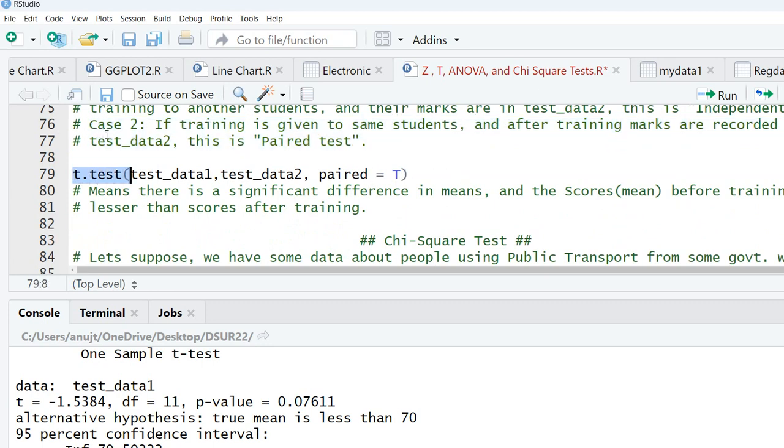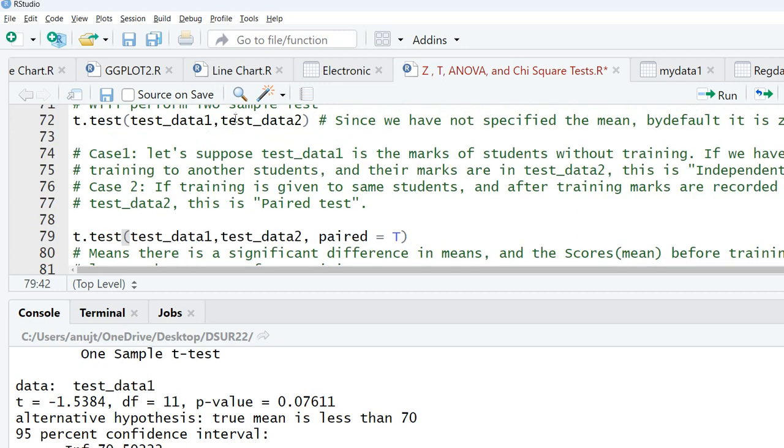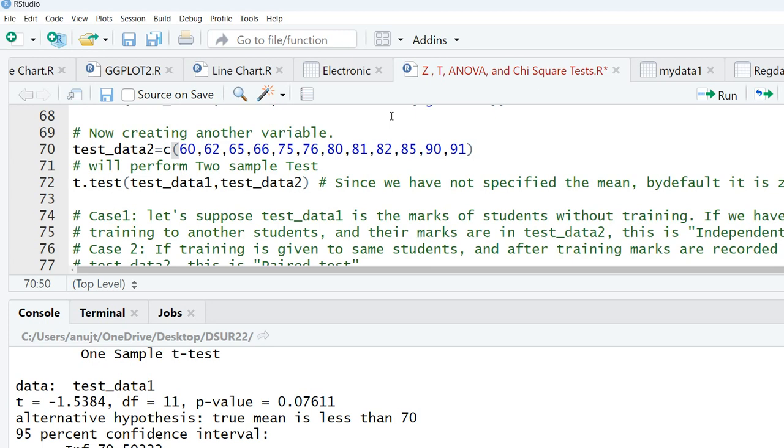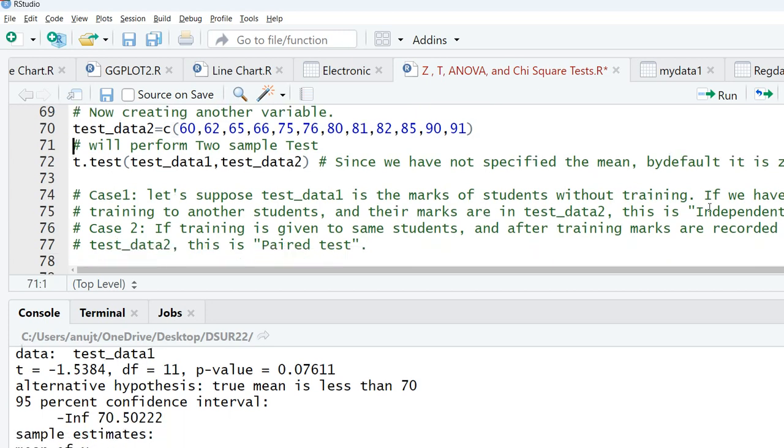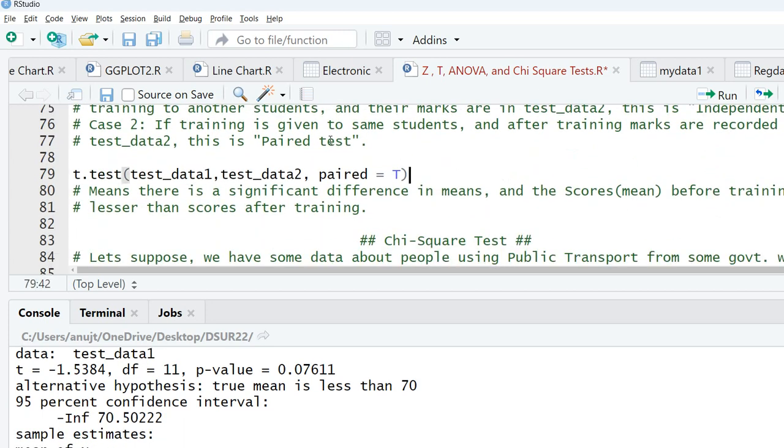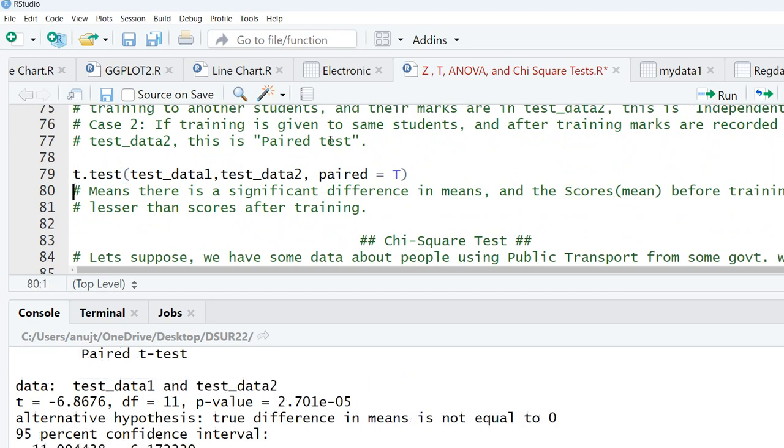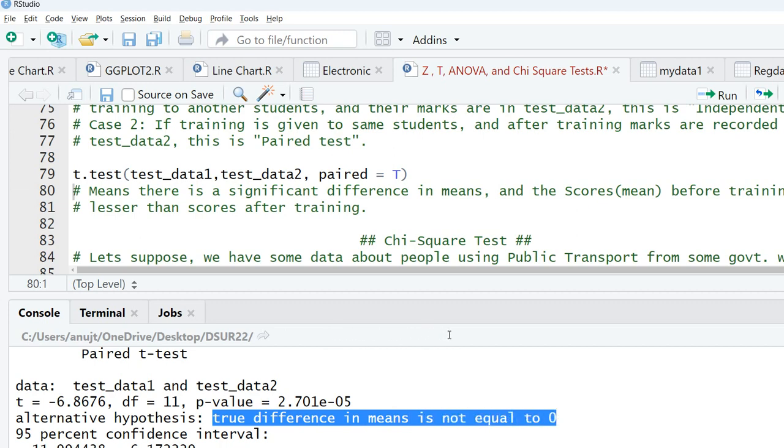So t.test: test data 1 I have provided means before training, test data 2 is the marks of the students after training, and if you want a paired test you will write paired equals TRUE. Okay, and if I run this, let me run test data 2 as well, and now if I do the paired t-test, now see, the alternative hypothesis is true difference in means is not equal to 0.